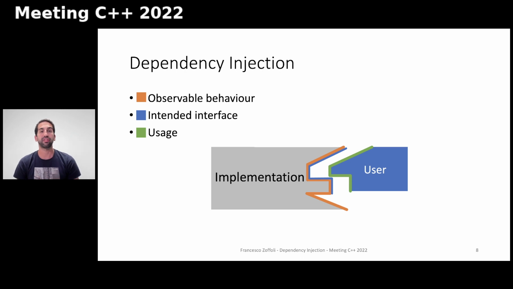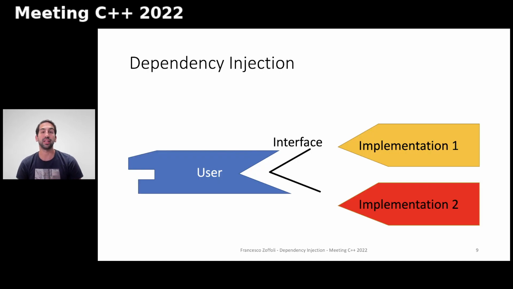An implementation might have other observable behaviors. For example, when you call a function, this might log to the standard out. But the user shouldn't rely on that because this is not what the interface is guaranteeing. And since there's an interface, there could be multiple implementations for the same interface. In this diagram, the interface is represented by the shape, and we see that the user is taking a shape, and then we have two implementations which both offer the same shape.